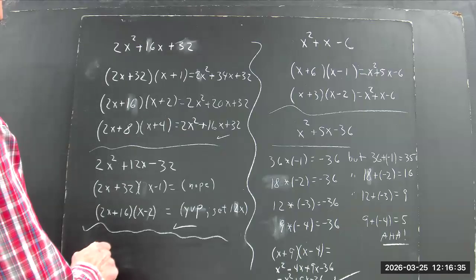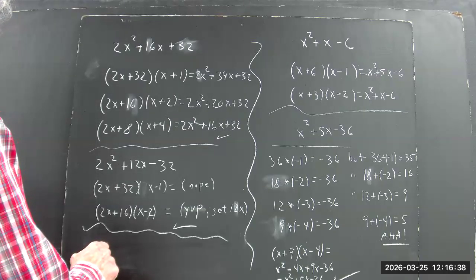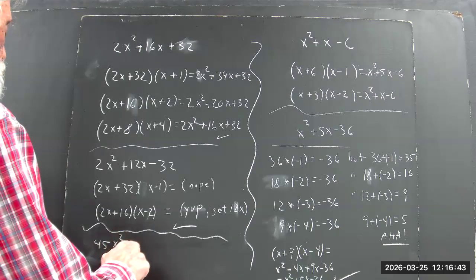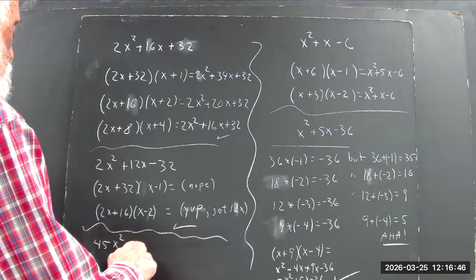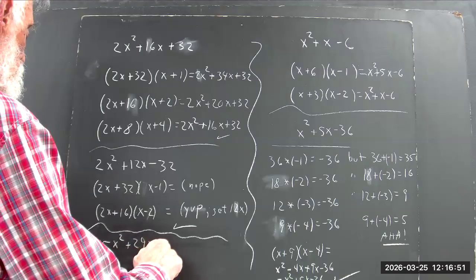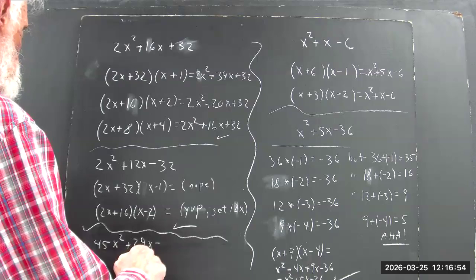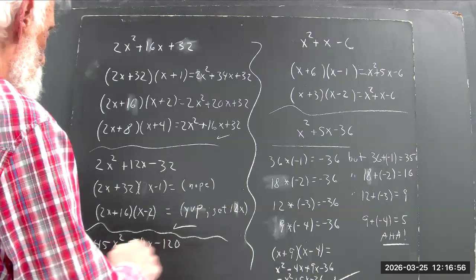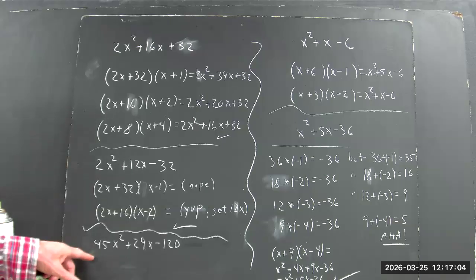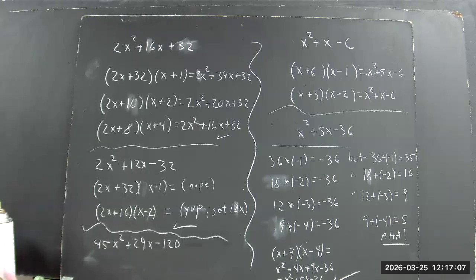Now if you have something like 45x squared plus 29x minus 120. Okay. You can see where it gets really complicated because 45 has factors of 3 and 9 and 5, right? 120 has a bunch of factors.